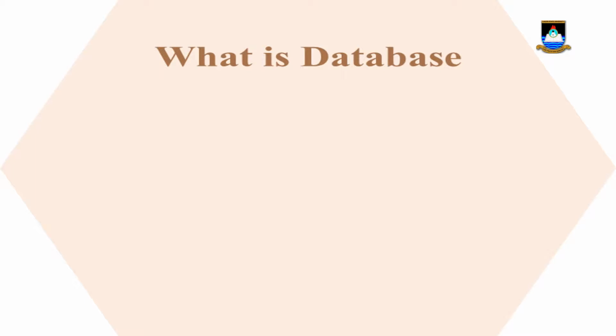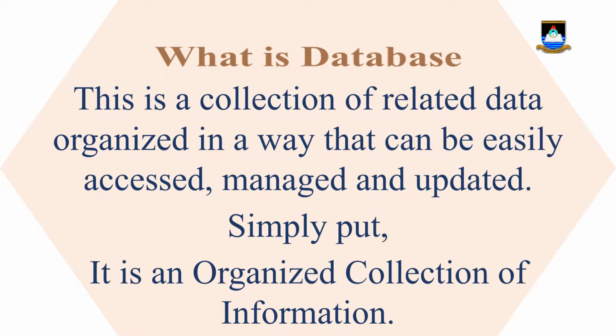What is database? Database is a collection of related data organized in a way that can be easily accessed, managed and updated. Simply put, it is an organized collection of information. Database refers to raw facts or figures that are accessed, managed and updated by a user. It can also be processed data, also referred to as information, organized in a way that allows the user to manage, access, modify or update it.